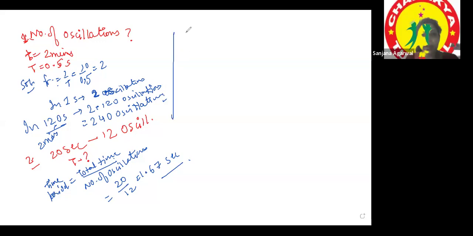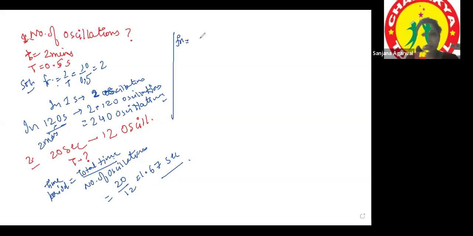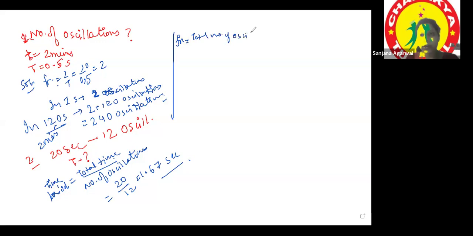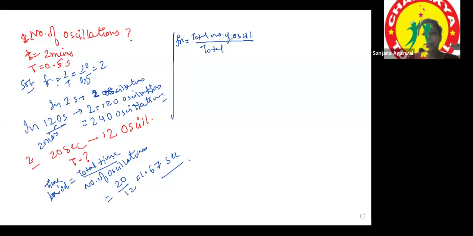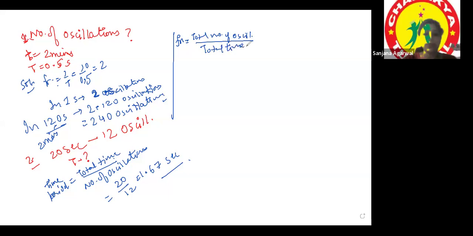Sometimes you may require the formula for finding frequency, that is number of oscillations. So I'm writing total number of oscillations. Suppose you are observing 50 oscillations and the total time you observed is about 80 seconds. So total time taken will be in the denominator, and this way you can find out frequency also. Okay. Now next question.